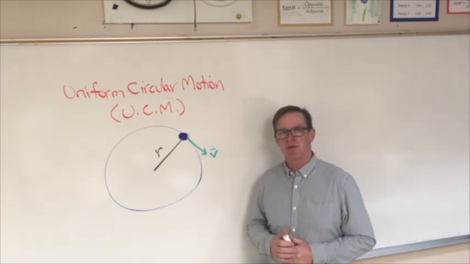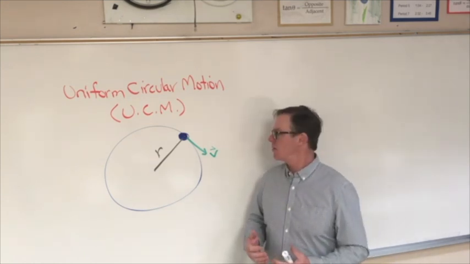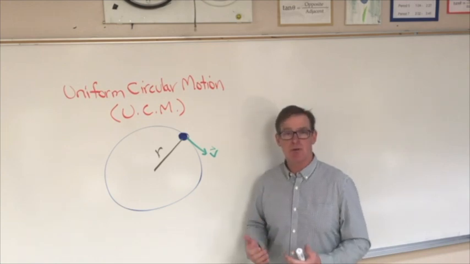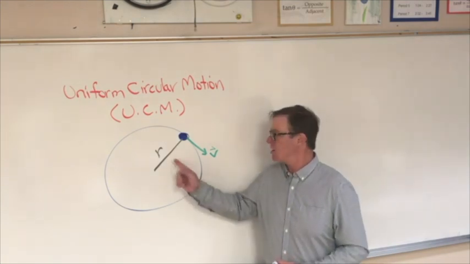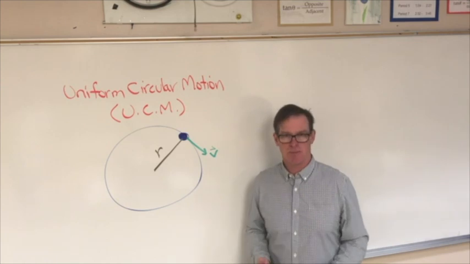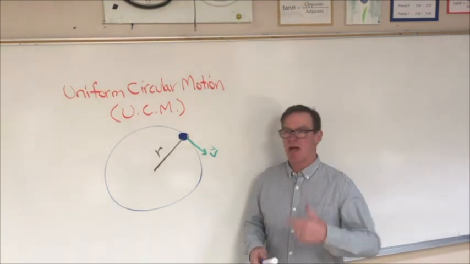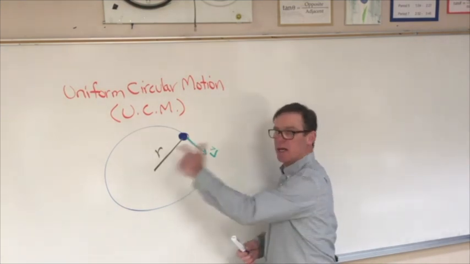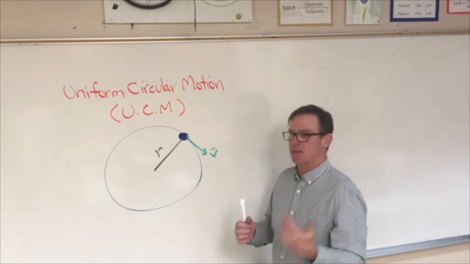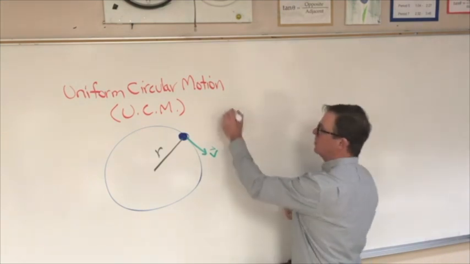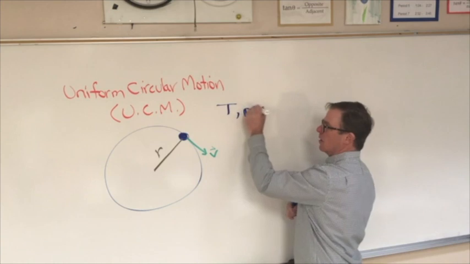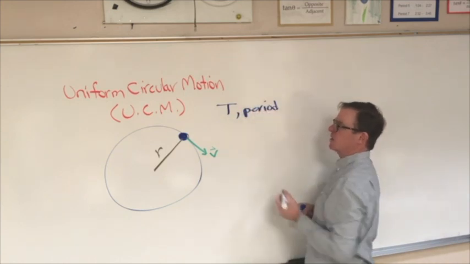Simply put, uniform circular motion is an object moving in a circular path of constant radius at a constant speed. Because you're traveling in a circle whose radius is constant and your speed is constant, the time it takes you to go one revolution is constant.